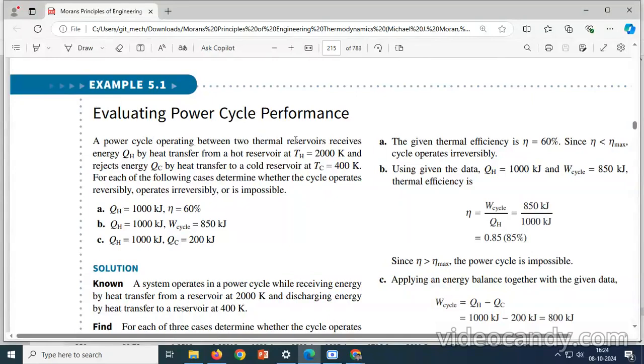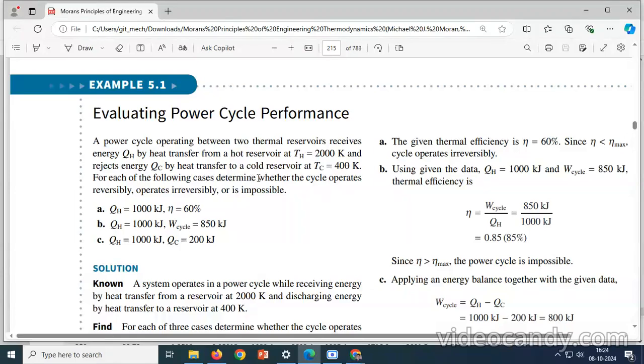A power cycle operating between two thermal reservoirs. One is the reservoir, one is the sink, receives energy QH by heat transfer from a hot reservoir at temperature 2000 Kelvin and rejects energy QC. So the rejection of heat they have mentioned as QC here in this problem, by heat transfer to a cold reservoir, or we many times call it the sink. So the temperature is 400 Kelvin. So between these reservoirs, 2000 and 400 Kelvins, the heat is transferring through a machine.